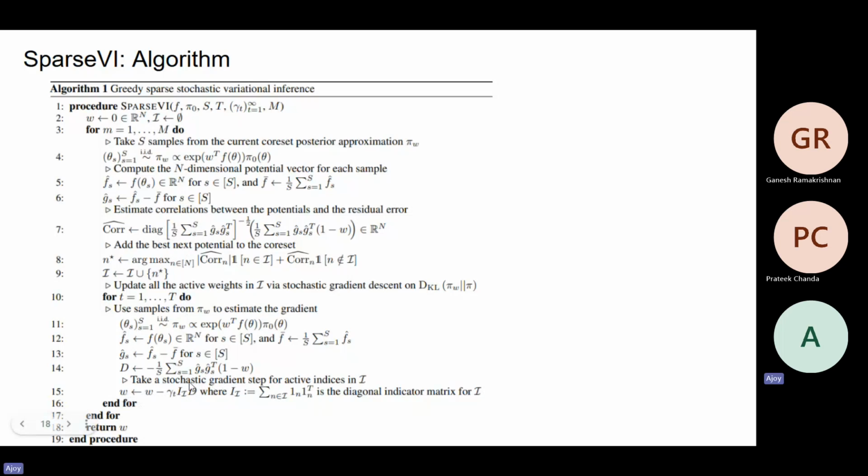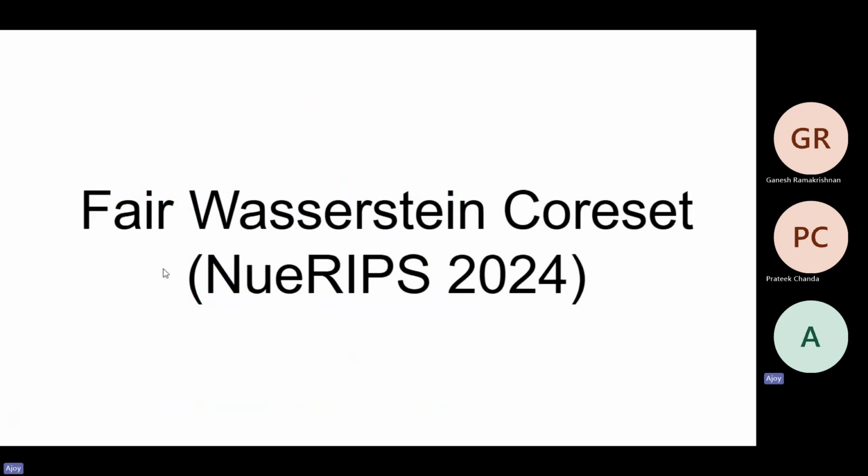Okay, so everything seems to be run of the mill except for step 7, the correlation between potentials and residual error, and step 8, which is adding the best potential to the coreset. Yes. So 7 and 8 are the main difference, along with renormalizing. So now we go to the pairwise.